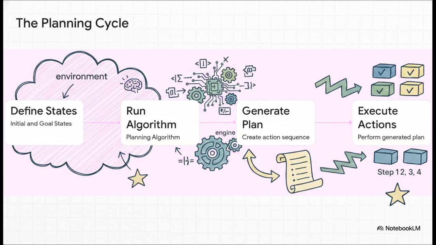You can think of this as the engine of the whole operation. It crunches all that symbolic logic and the available actions we just talked about to generate a step-by-step plan. And finally, that plan is sent straight to the execution module. Boom, boom, boom. Step 1, 2, 3, 4. The logic feeds the algorithm, and the algorithm achieves the goal.